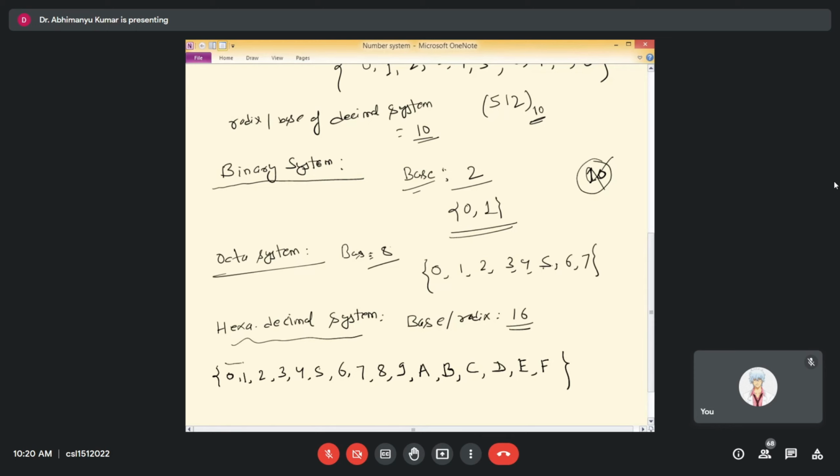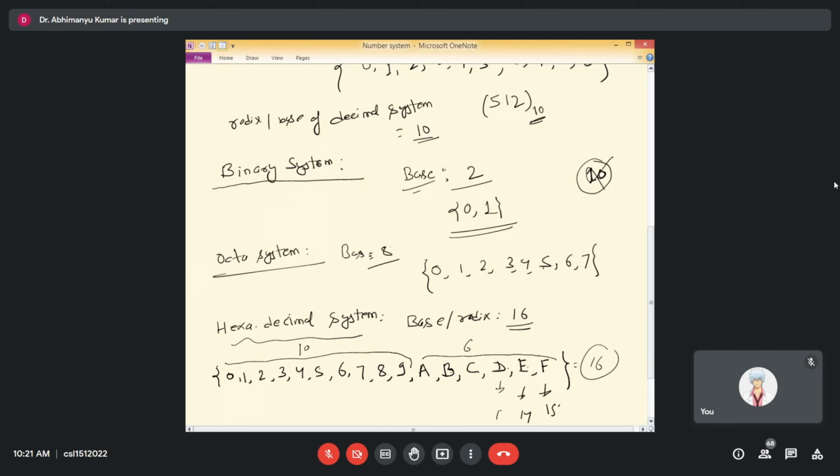See here to here, how many symbols are there? 10 symbols, 0 to 9. And how many additional symbols are there? 6: 1, 2, 3, 4, 5, 6. So 10 plus 6, how many total symbols are there? 16 symbols. And the value of each symbol is 0, 1, 2, 3, 4, 5, 6, 7, 8, 9, then 10, 11, 12, 13, 14 and 15. So F is representing 15. E itself is representing 14.